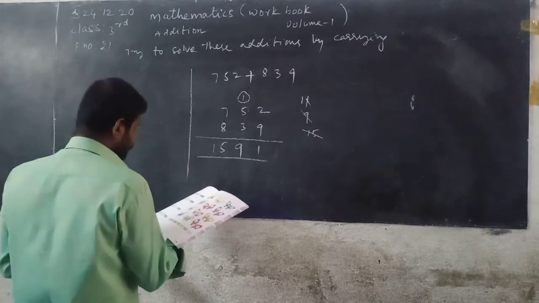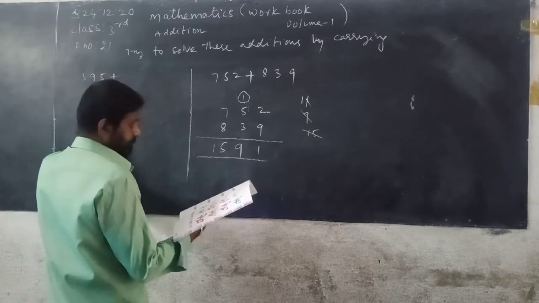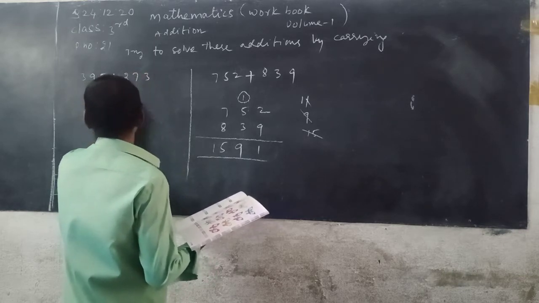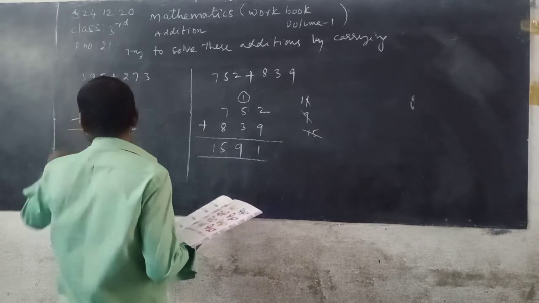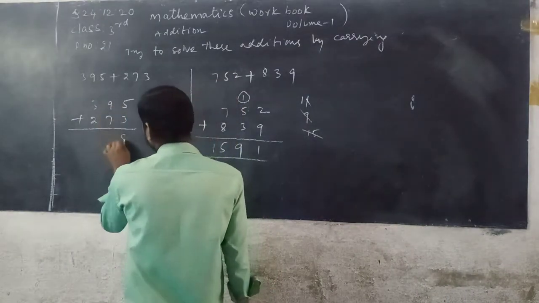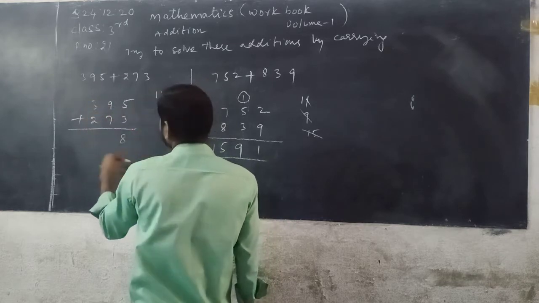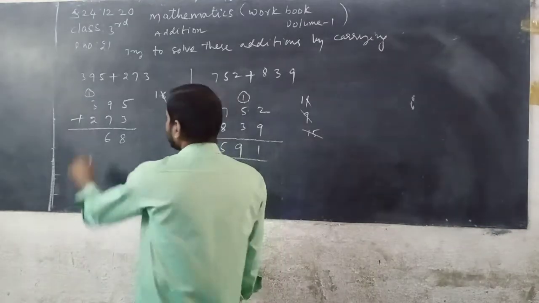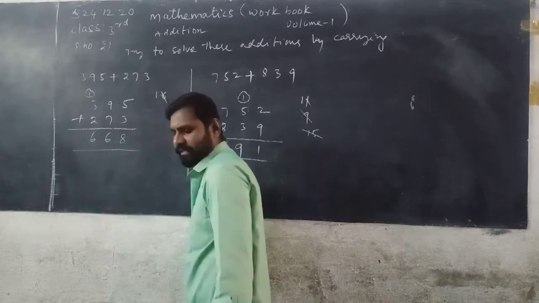Now next, 395 plus 273. First add the digits in ones place, 5 plus 3 is 8. Next add the digits in tens place, 9 plus 7 is 16. In it, 6 is written down in tens column, 1 is carried over to the hundreds place. Next add the digits in hundreds place, 1 plus 3 is 4, 4 plus 2 is 6. Sum is equal to 660.